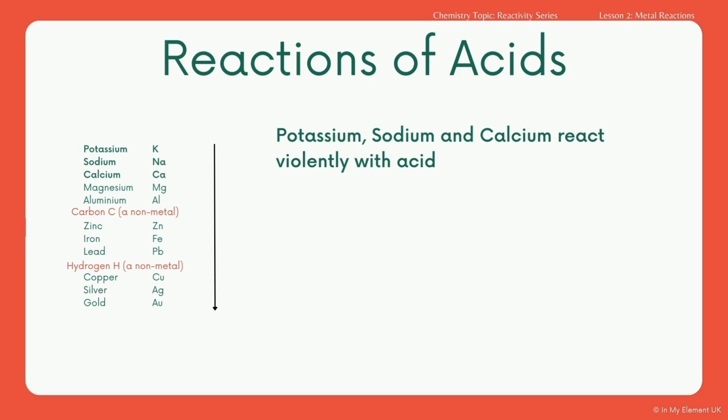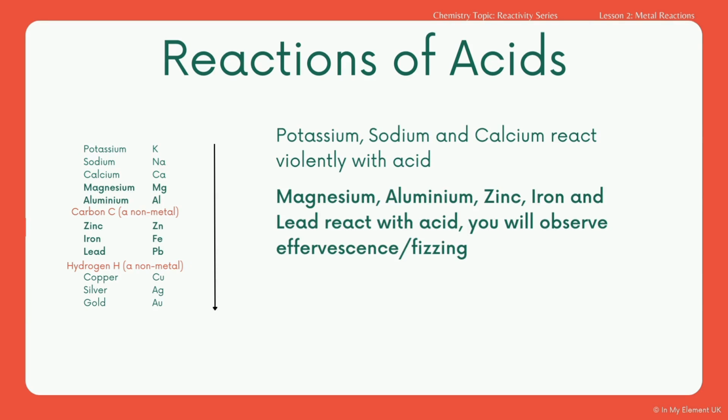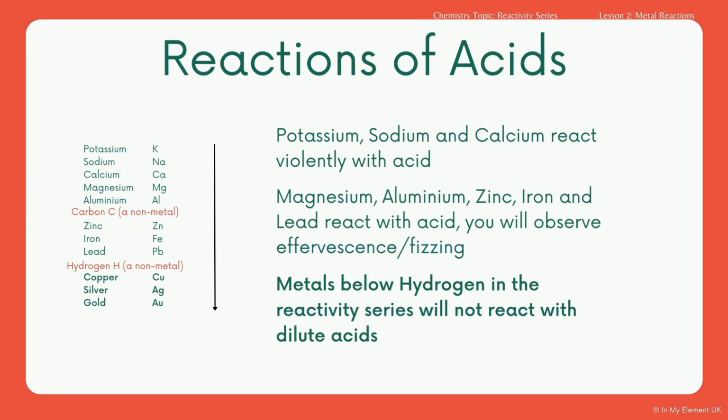Now remember, the 3 common acids that we've talked about so far are hydrochloric acid, sulfuric acid and nitric acid. So you need to be able to write the word equations for any of those, and we'll show you. Magnesium, aluminium, zinc, iron and lead all react with acid, but not as violently. So you will notice effervescence or fizzing. And then this is the key bit where hydrogen comes in. If the metal is below hydrogen in the reactivity series, that metal will not react with dilute acids. So that means that copper, silver and gold will not react with the dilute acids.